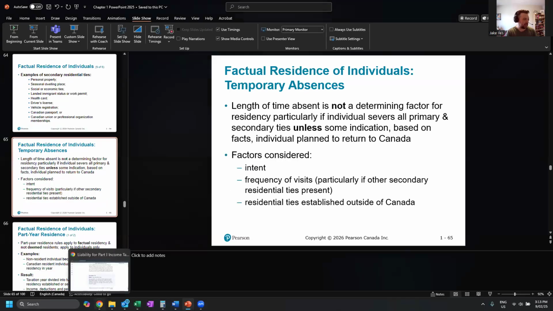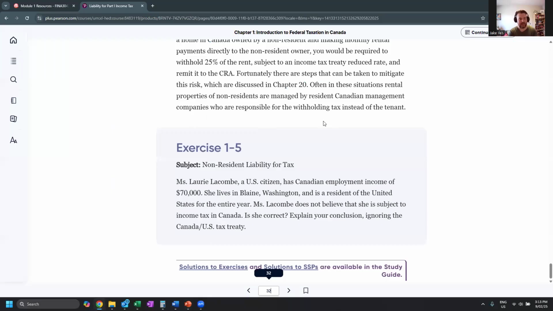So let's take a look at a couple examples. For exercise 1-5, a non-resident, Miss Lori Lacombe, is a U.S. citizen and they earn employment income of $70,000. They live in Washington. They are a resident of the United States for the whole year. Miss Lacombe does not believe she is subject to income tax in Canada. Is she correct? We're going to ignore the tax treaty. She has to pay taxes in Canada. They established that her employment income is Canadian. Even though she lives in Washington, she's crossing the border to go to work. That is Canadian income. It's going to be reported and taxed in Canada. So exercise 1-5, very straightforward.